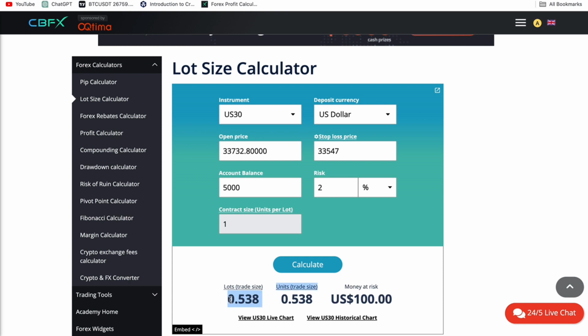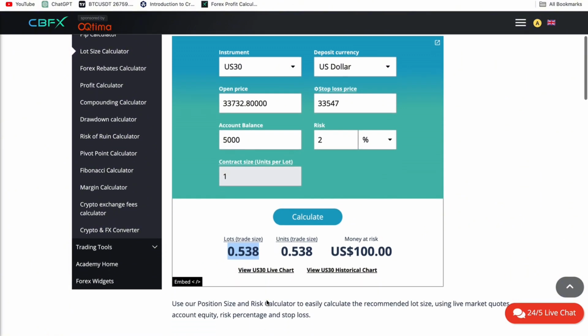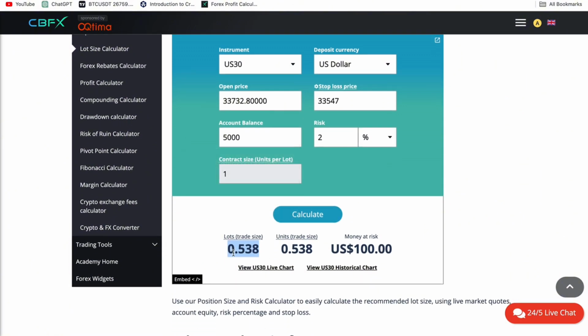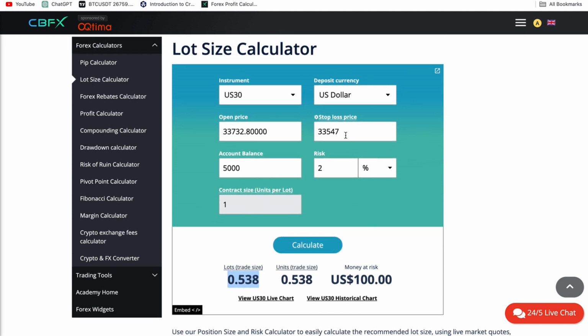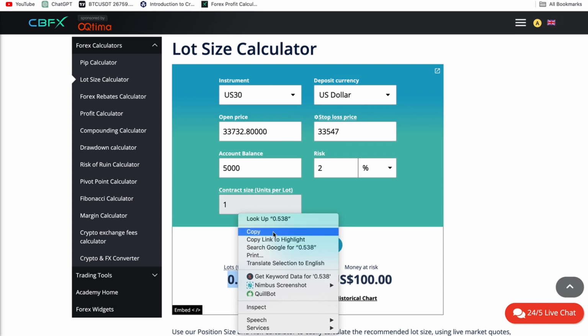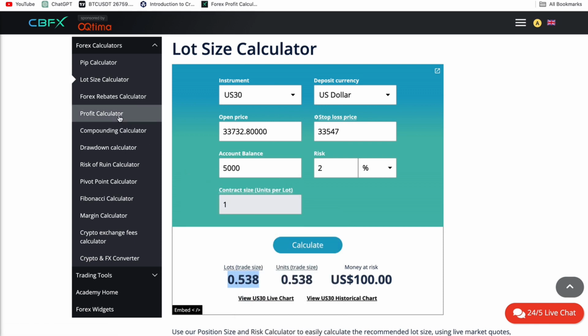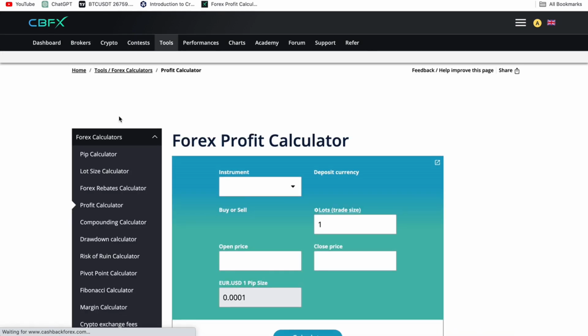So this is the cost we are supposed to enter. This is our position size. So if we go to MetaTrader 4 or MetaTrader 5, we are supposed to enter 0.538. If this trade doesn't go well, we are going to lose $100. $100 is 2% of the $5,000. But if the trade goes well, let's go for profit calculation. We now know our lot size to be 0.538.